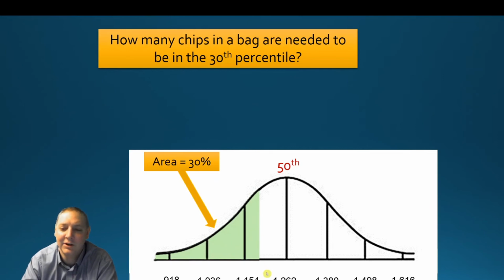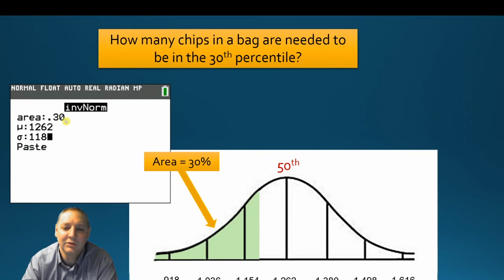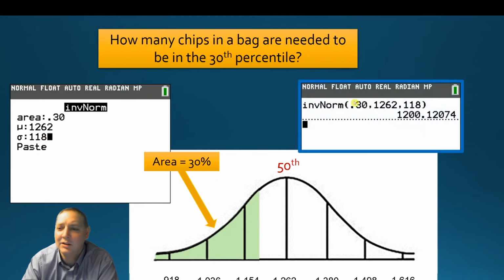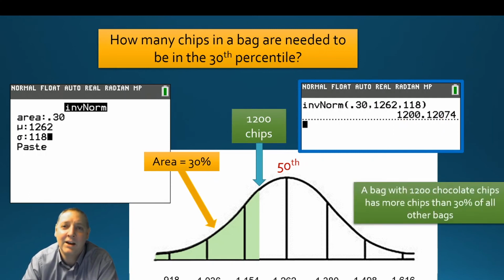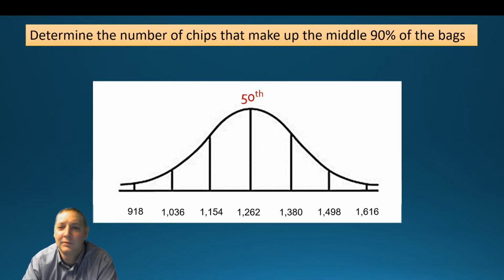We're trying to find the X value. So we plug that into the inverse norm. We need 30% to the left, the mu, the mean, and our standard deviation is the same. And so it tells us, we'll round off to the nearest chocolate chip. So it looks like if you want to find the 30th percentile, that's going to be where a bag has 1,200 chips in it.